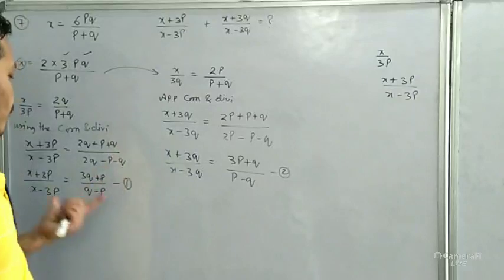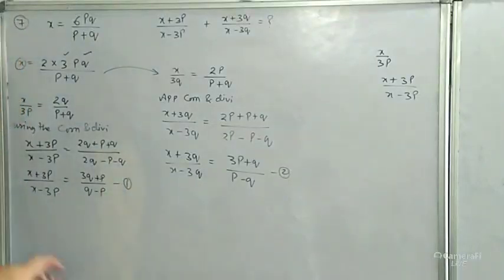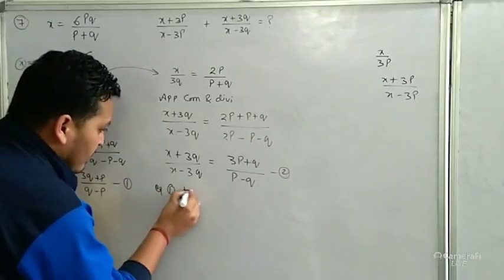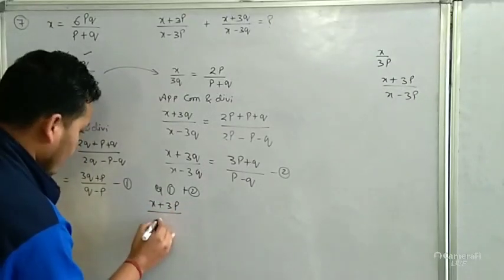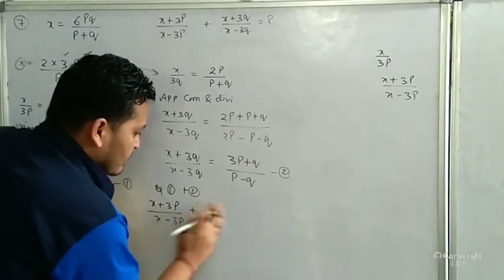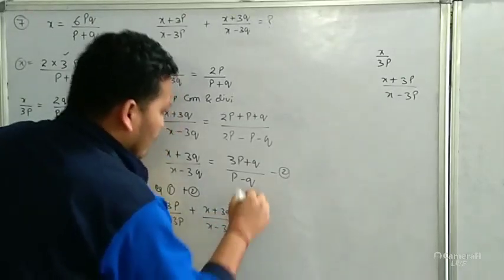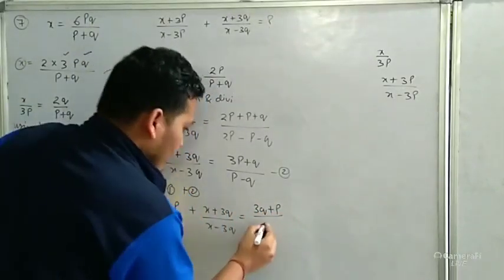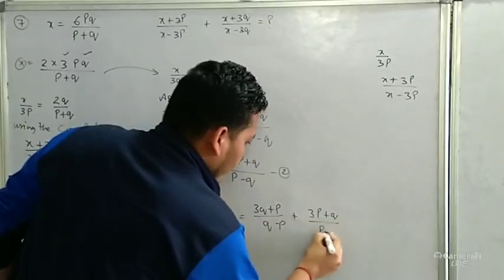So this is the addition here. One thing we can do is substitute the value of the first equation and second equation here, or we can add both equations, and then the left hand side will become this. Okay, so adding equation number first plus second, the left hand side of the equation will be x plus 3p upon x minus 3p plus x plus 3q upon x minus 3q is equal to, taking the right hand side, 3q plus p upon q minus p, and then plus 3p plus q upon p minus q.